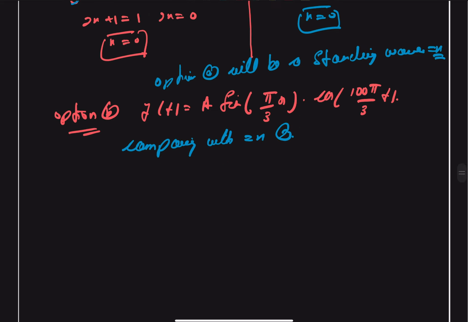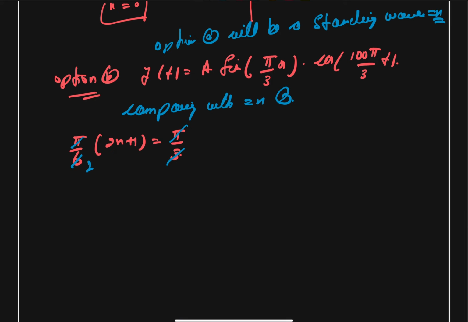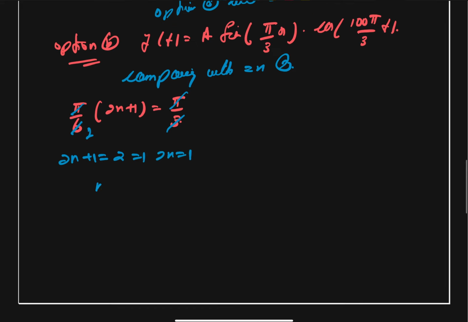We can say that pi by 6 (2n plus 1) is equal to pi by 3. This goes by 2, pi goes with pi, and we can write this as 2n plus 1 is equal to 2, which gives us that 2n is equal to 1 and n is equal to 1 by 2. So from here we can say that this n is not a part of natural numbers, because that is 0, 1, 2, 3, 4 and 5, and so on.